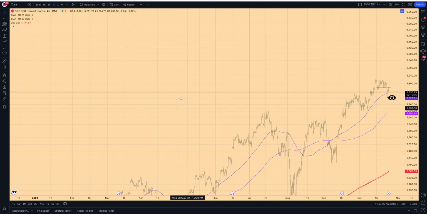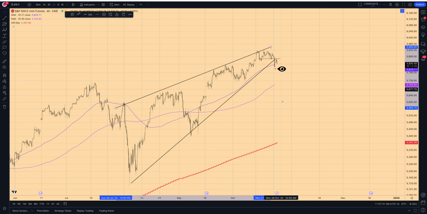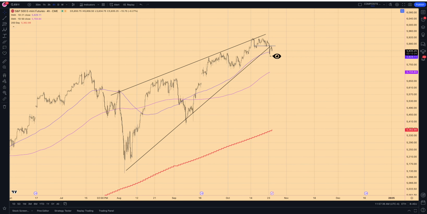Okay, we also have a little bit of a rising wedge going on over here. We've actually broken below it. Wouldn't be surprised if the US stock market starts to head into a recession and ES, the S&P 500, comes back to the 200. There's a very big possibility of that.